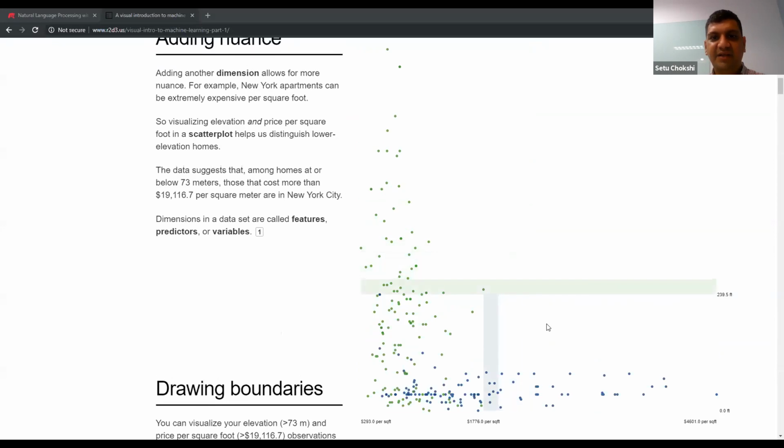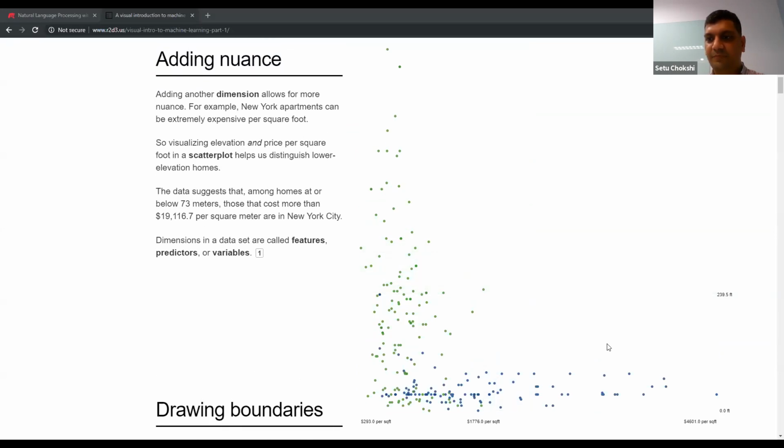Now let's add another nuance in here. We saw that I added elevation. Now on my x-axis, I'm going to split it out and add price per square foot, which is going to be my x-axis. And my y-axis still remains the same, which is elevation. The point that you see on the top is the 744.8, which was the topmost house over here.